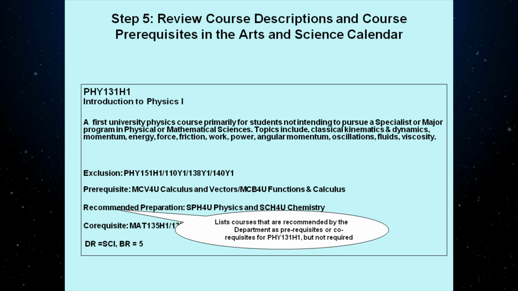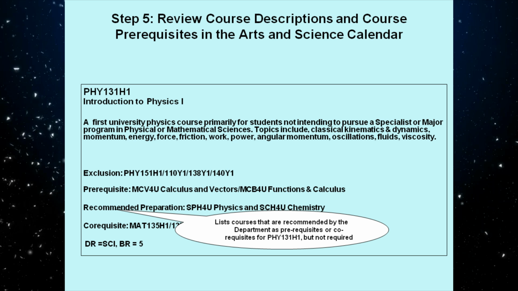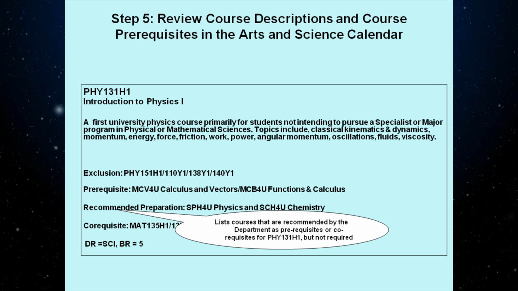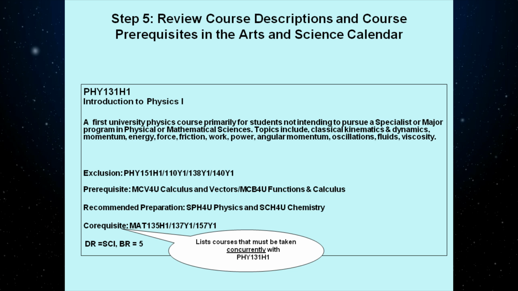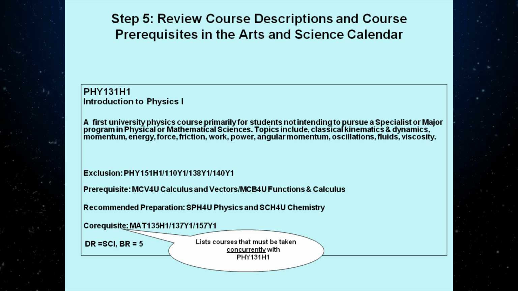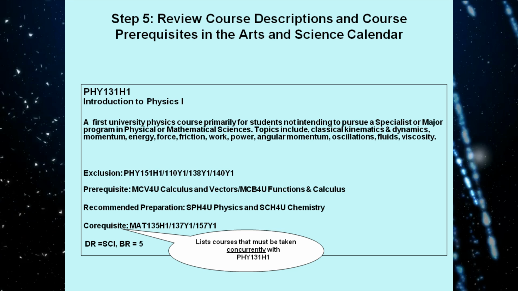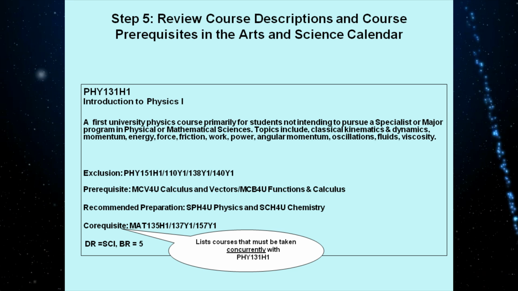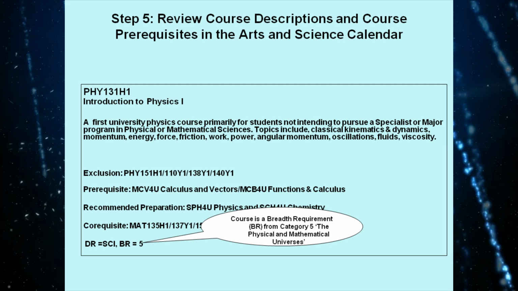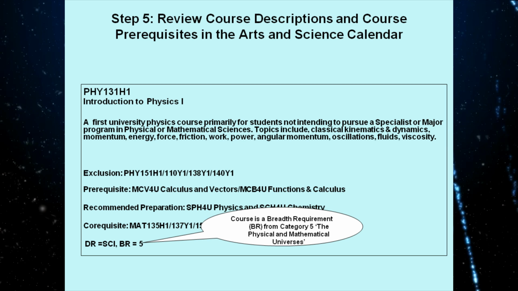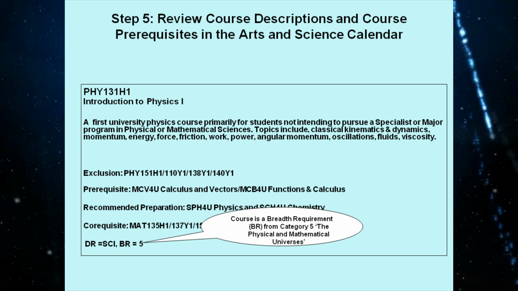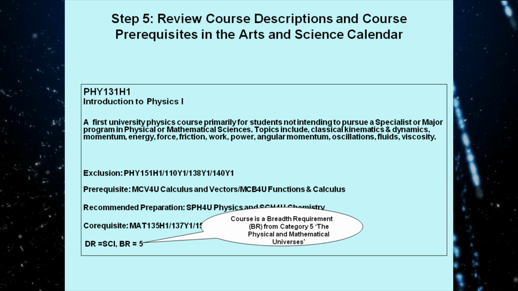Recommended preparation is listed here, and these are courses that are not exactly prerequisites or co-requisites, but we recommend them anyway. Co-requisites are courses that must be taken concurrently with this course. You need to take, for example in this one, either of these 3 math courses, along with this Physics 131 course. Lastly, this course is a breadth requirement from Category 5, and it's under the Physical and Mathematical universes.